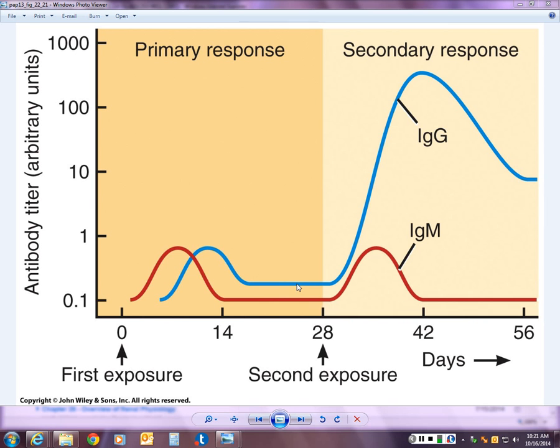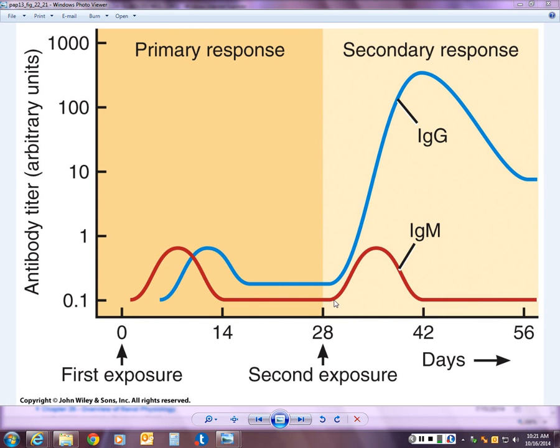Now, obviously, what if this isn't the only time that person is exposed to that given antigen? If that person should be exposed again, maybe they'll enter this phase, which is called a secondary response, seen on the right-hand side of the diagram. So at day 28, a second exposure occurs.